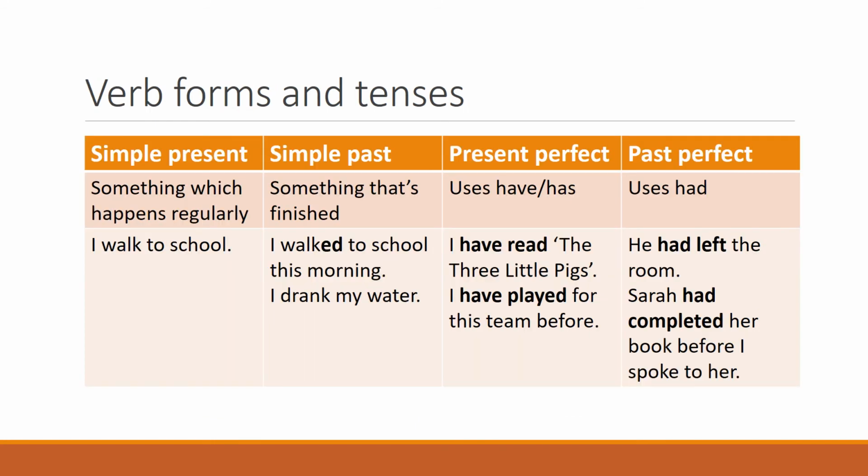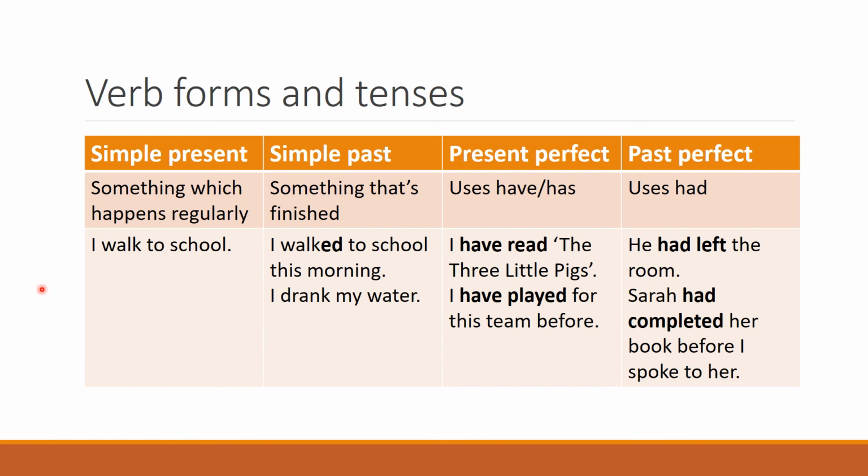Okay, so we're going to move on to talk about verb forms and tenses next. As we know, a verb is an action word or a doing word, and we know that there are 3 main tenses, those being the past, the present, and the future. We're going to start off by talking about the simple present, the simple past, the present perfect, and the past perfect.